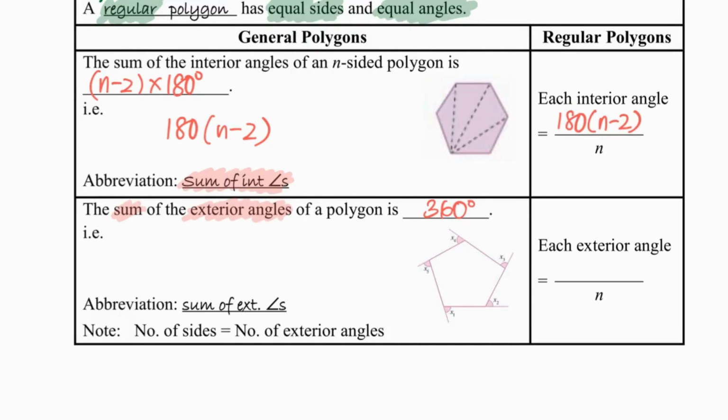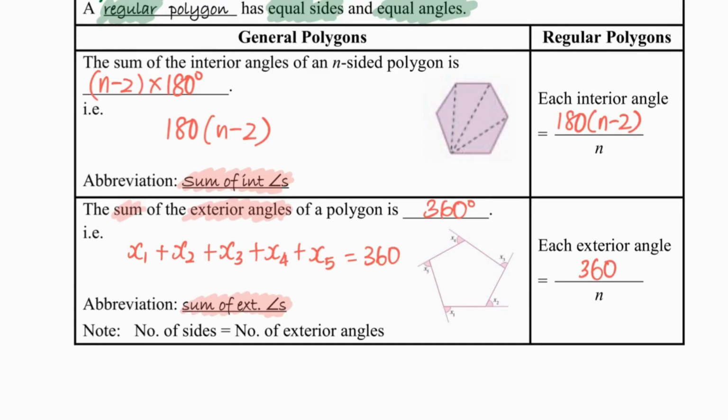Okay, so this is the abbreviation, and therefore in this case the exterior angles x1 plus x2 plus x3 plus x4 plus x5 in this diagram will be equal to 360. And therefore this is 360.